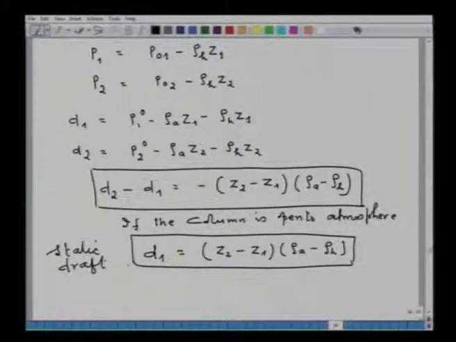Now, for a given height of the column and a given temperature of the surrounding, where rho A is fixed, the static draft can be increased only by a decrease in the density of the hot gas. That is, when the hot gases are discharged at higher and higher temperature. So, an increase in temperature will decrease rho H and hence will increase the static draft. But normally, when this chimney is connected to a furnace, the gases flow, and the flow of gases causes frictional losses, as we have done in the case of mechanical energy balance.